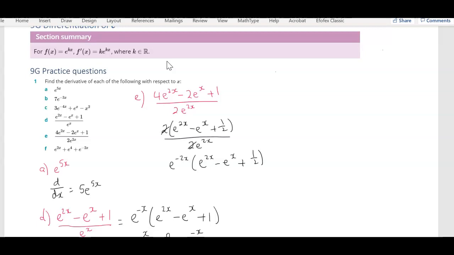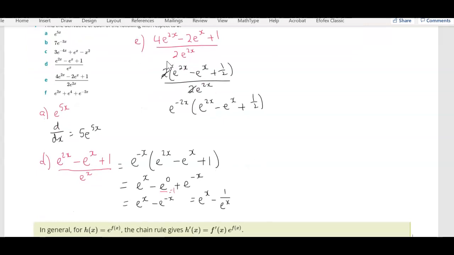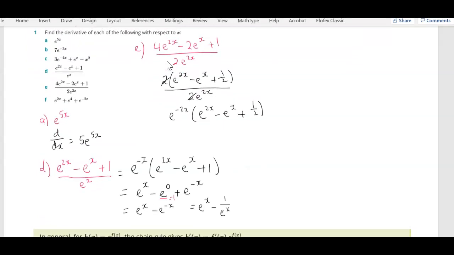All right, and then multiplying e to the negative 2x by everything inside the bracket. So e to the negative 2x times e, actually, I'm going to come back to this. Oh my gosh, I can't believe I did that. Where is my derivative? All right, so my derivative is this one, isn't it?